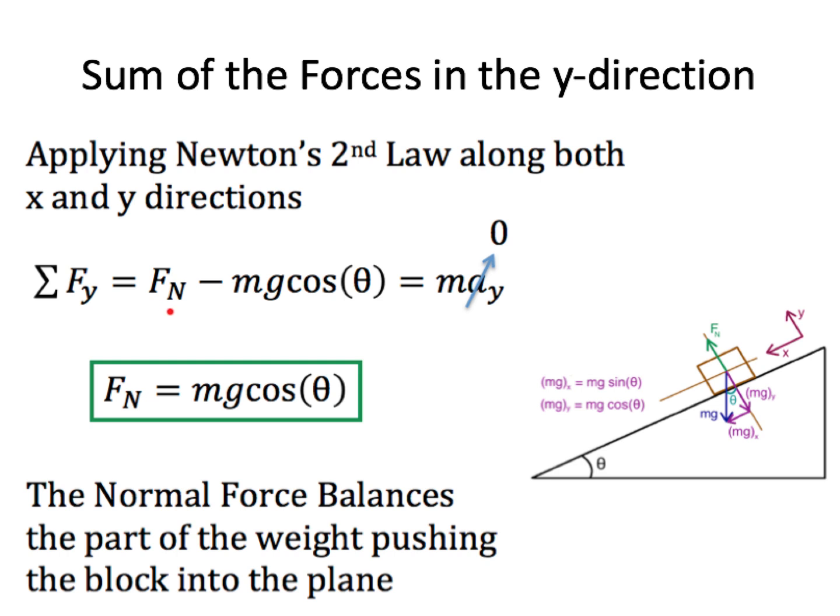I've got the normal force minus mg cosine of theta equals 0. That lets me solve for the normal force. That's mg cosine of theta. Now remember, I told you there are lots of situations where the normal force is equal to the weight, but there are also lots of situations where the normal force is not equal to the weight. Here's one of those situations where the normal force is not equal to the weight.